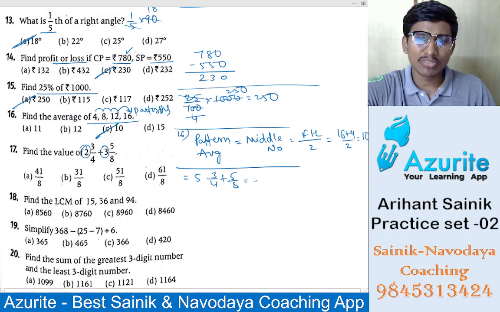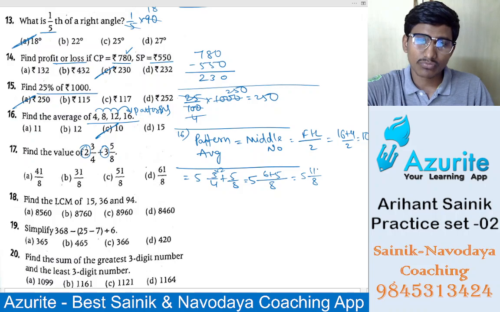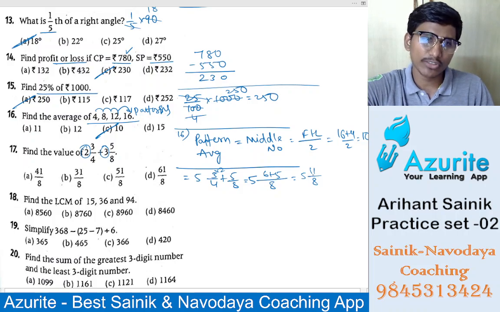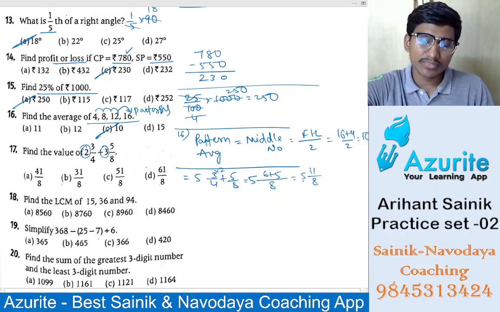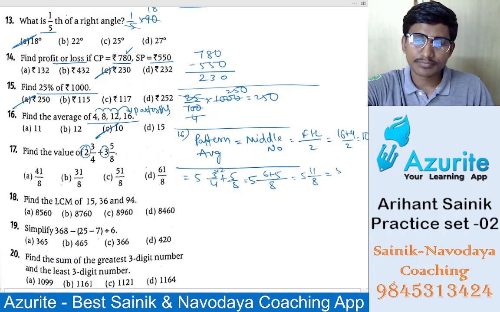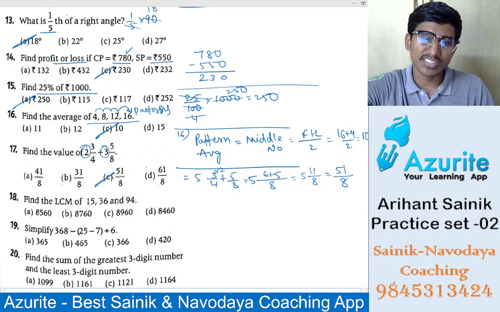So the LCM will be 8 here. 5 as it is you keep it here. So 8 means here how much we have to multiply? 2. So 3 2s are 6. 6 plus 5, 11 by 8. Okay. So they have given all in improper, so directly convert it into improper. So 8 5s are 40. 40 plus 11, 51 by 8 is the answer. Option C. Okay na?